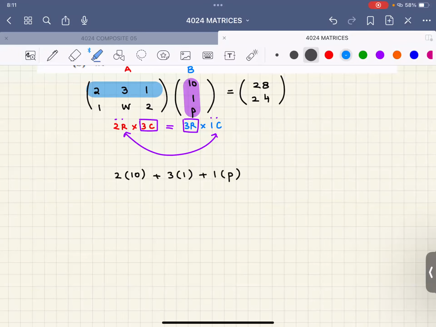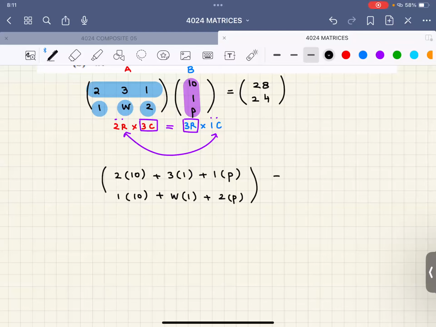Let me move to the next column again. That's 1 and W and 2. So this 1 gets multiplied with 10. W gets multiplied with 1. 2 gets multiplied with P. So let me write it down. That is 1 into 10, W into 1, not 10, W into 1, perfect. And this is 2 into P. And let me close the bracket.